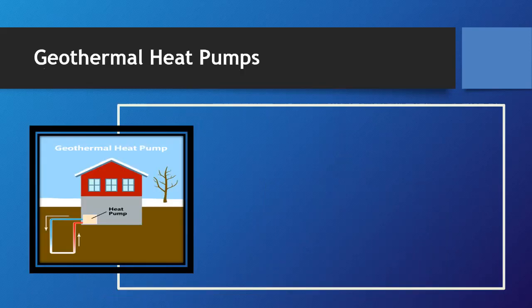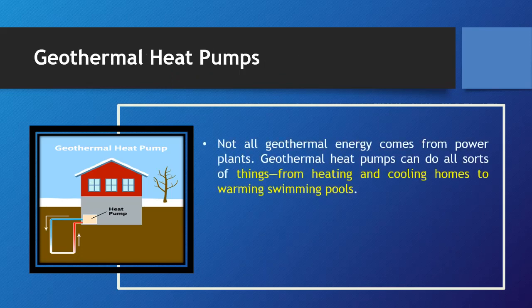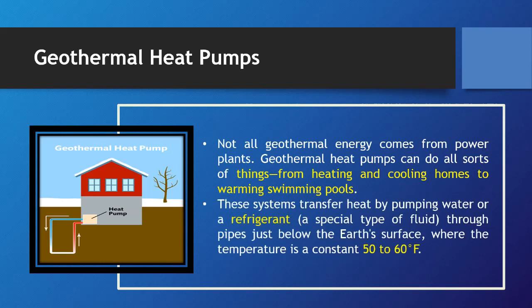Now, let's talk about geothermal heat pumps. Not all geothermal energy comes from the power plant. Geothermal heat pumps can do all sorts of things, like from heating and cooling homes to warming swimming pools. This system transfers heat by pumping water or a refrigerant. The key here is the term refrigerant. It is a special type of fluid through pipes just below the Earth's surface, where the temperature is a constant 50 to 60 degrees Fahrenheit.